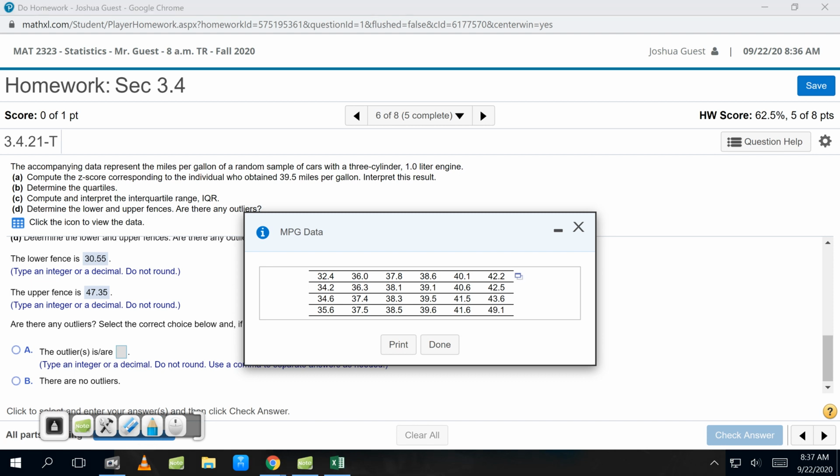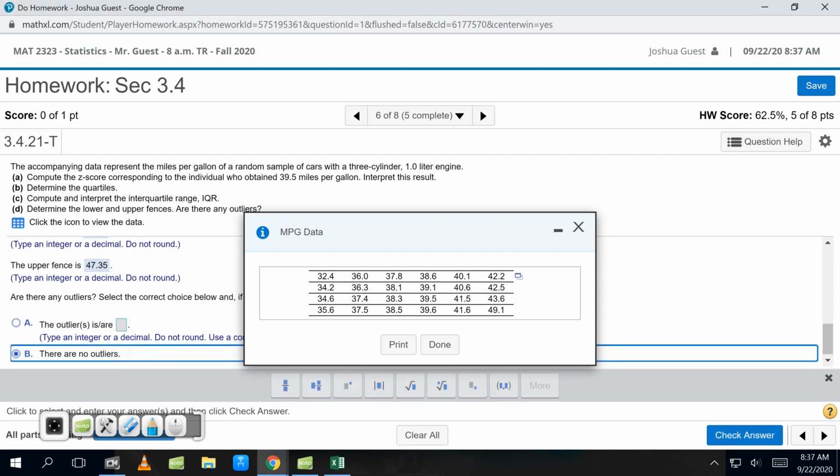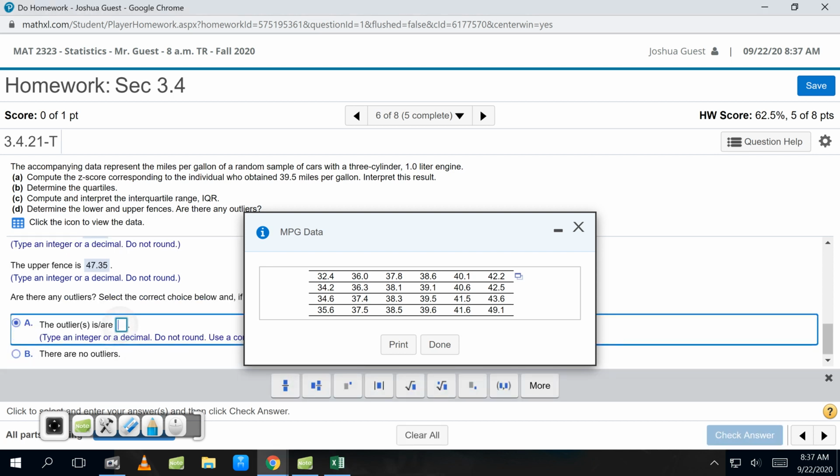So the only outlier we have is this one. That's already less than that, and that's already inside the other, right? Everything else is in between the fences. But that 49.1 is not between the fences, therefore it's considered an outlier. So then here, I need to pick what? There are outliers, and it's what? 49.1. And if you had more than one, you would just put comma, like 49.1, comma, 49.2, comma, whatever.